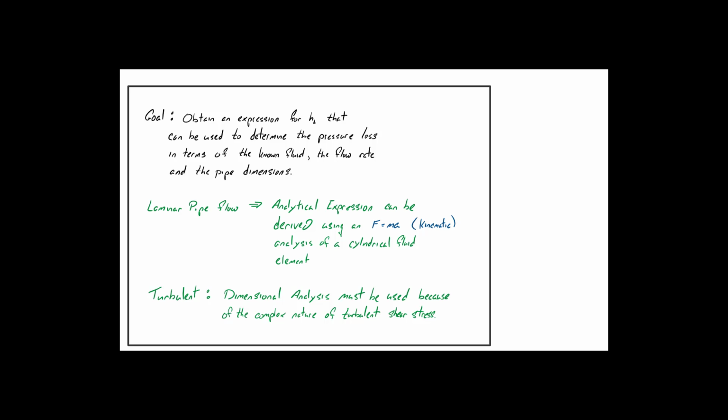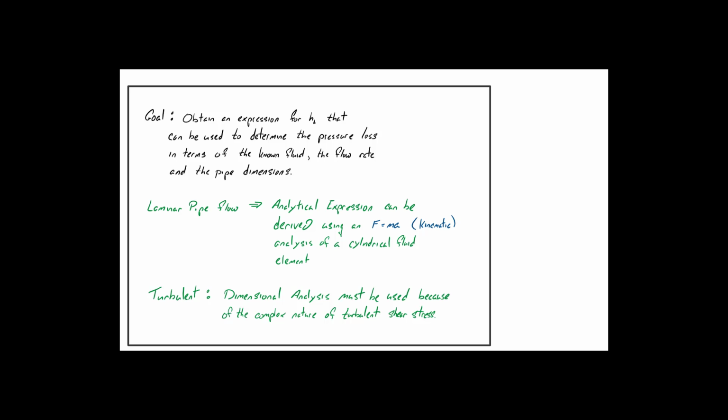So we now know that viscous effects cause a pressure drop, and we have some way of relating it. So loss will result in a pressure drop. Now our goal is to obtain an expression for this loss term that can be used to determine the pressure loss in terms of known fluid quantities. If we know the fluid and we know the flow rates, we should be able to.